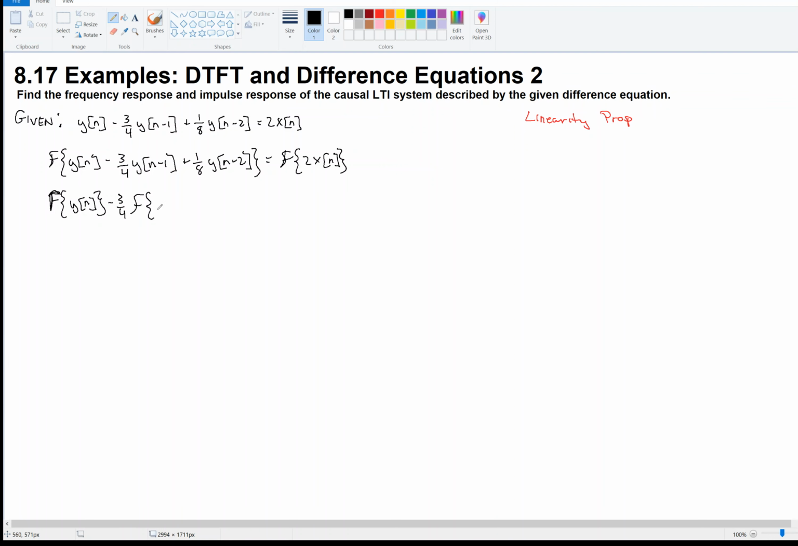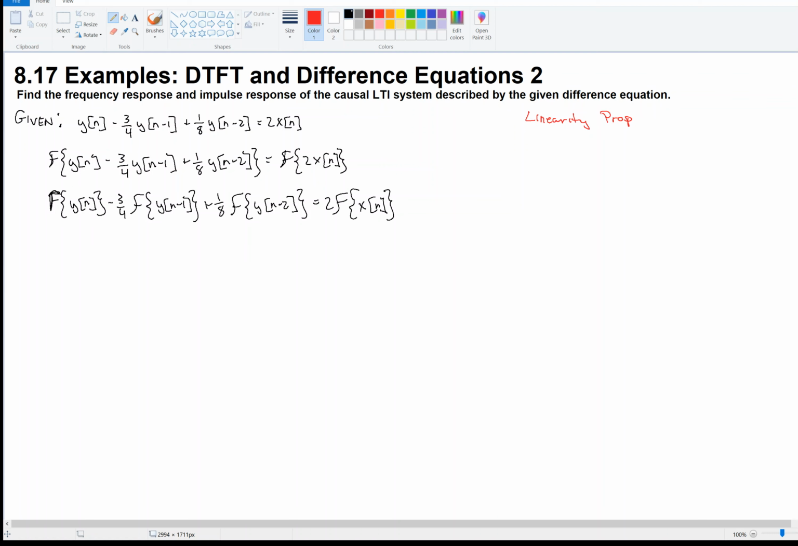So then I'll take the Fourier transform of y of n minus 1 plus 1/8 the Fourier transform of y of n minus 2 equals 2 times the Fourier transform of x of n. So that's all the linearity property there. Take it piece by piece, move the constants out.